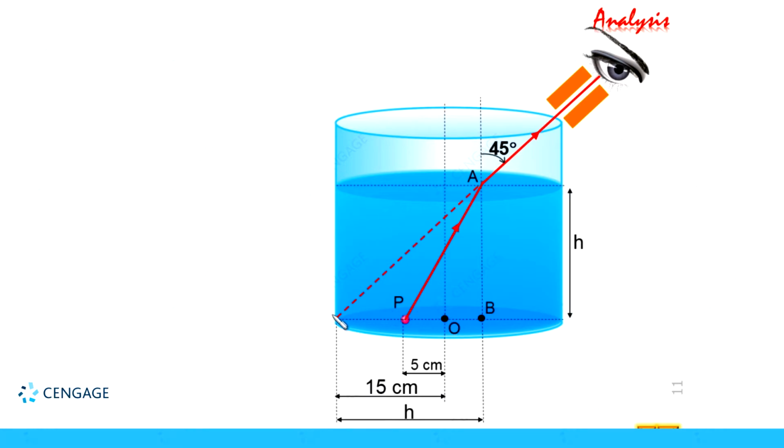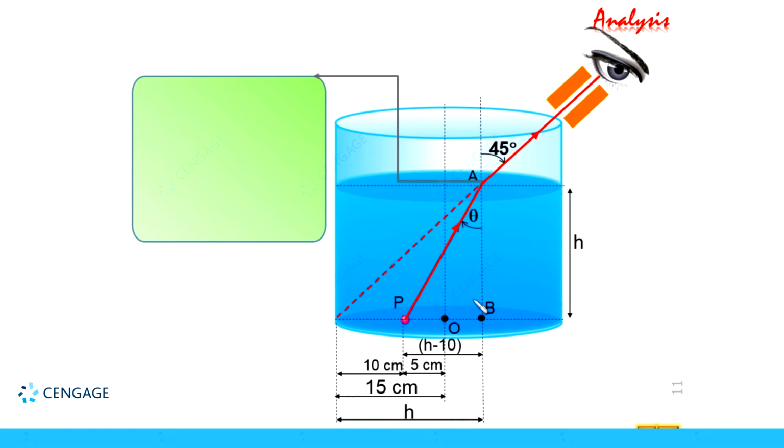That means this distance from here to this point is 15 centimeter, and this is 5 centimeter. That means this length is 10 centimeter, and here we can write this length, that is the distance between P and B, is h minus 10, because this distance is h and this is 10 centimeter. Now we can observe there is a right angle triangle. This angle is theta, and APB is a right angle triangle.